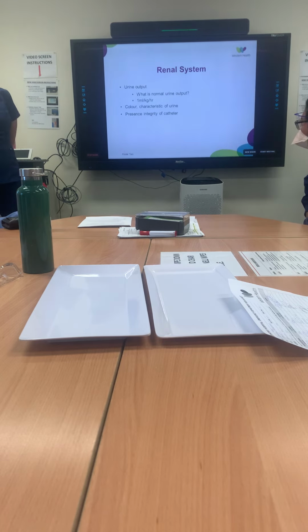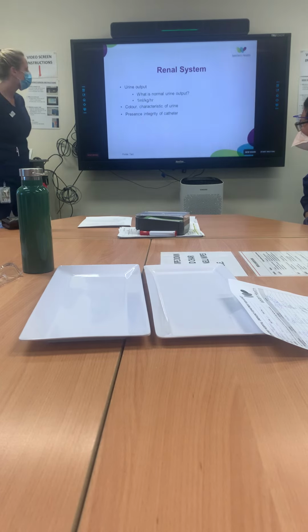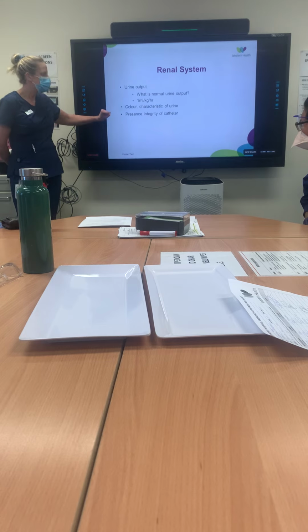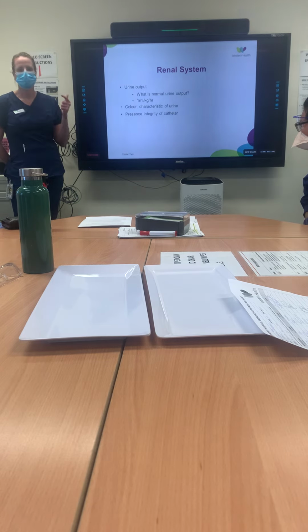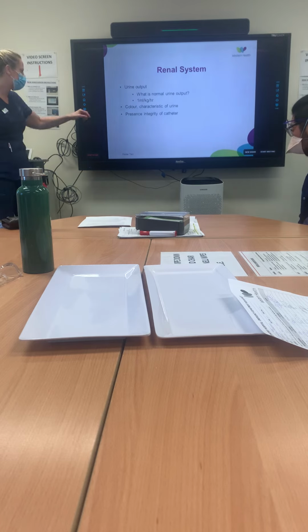So I guess renal's actually a nice simple one. We want to look at urine output. Do they have a catheter? Do they have an IDC or an SPC in situ? Is it draining well? What colour does it look like? We also probably want to think about urine tests, beta HCG if they're of childbearing age as well.